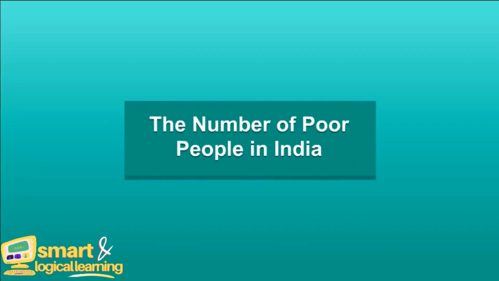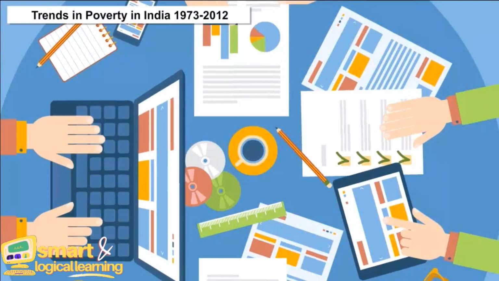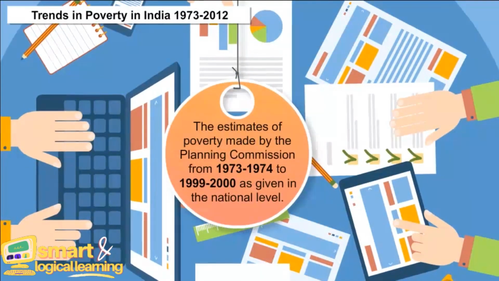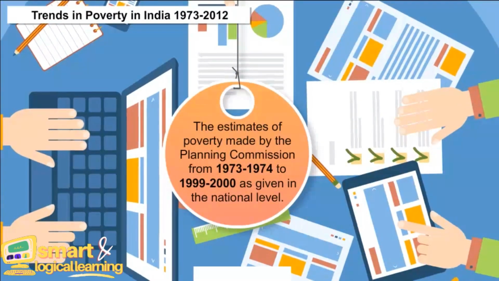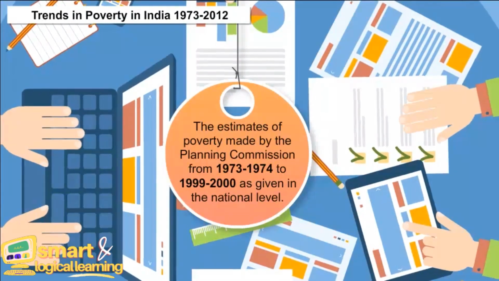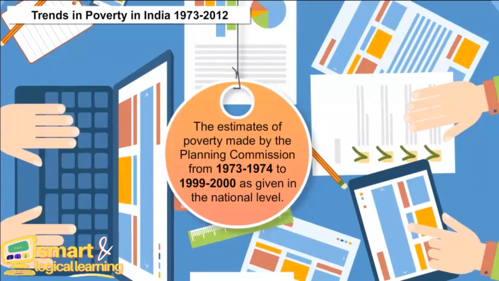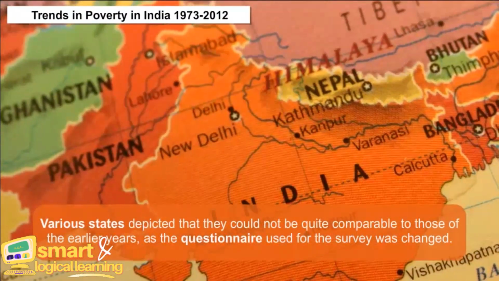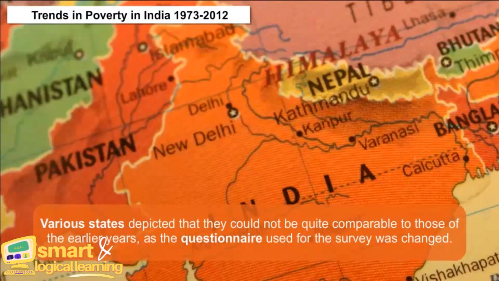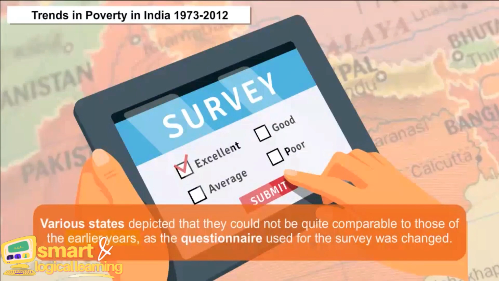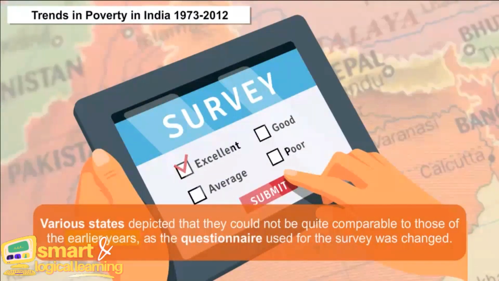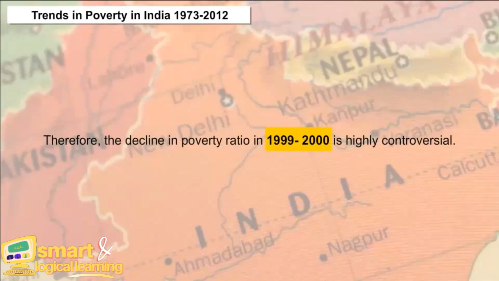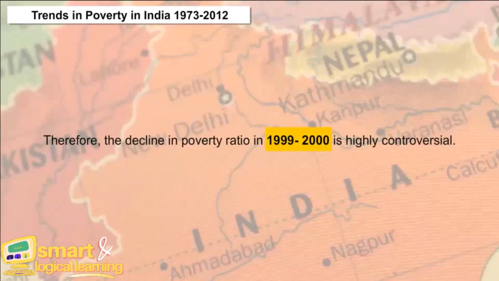The number of poor people in India. Trends in poverty in India, 1973 to 2012. The estimates of poverty made by the Planning Commission from 1973-74 to 1999-2000, as given at the national level and for various states, could not be quite comparable to those of the earlier years, as the questionnaire used for the survey was changed. Therefore, the decline in poverty ratio in 1999-2000 is highly controversial.